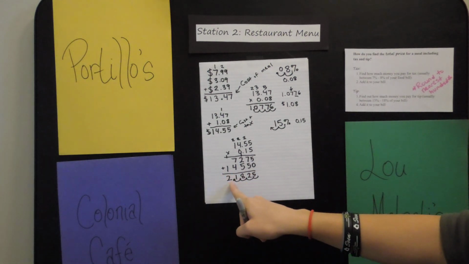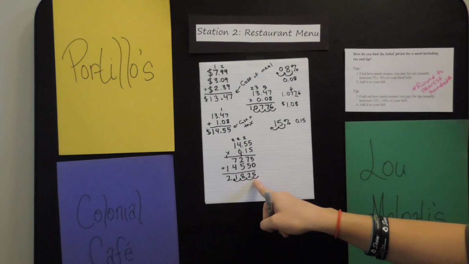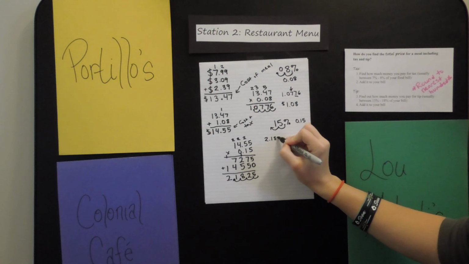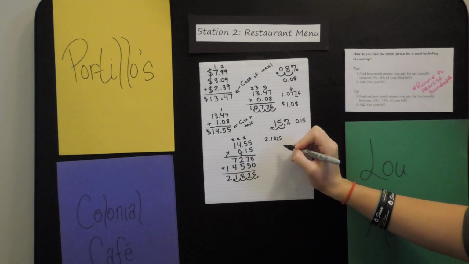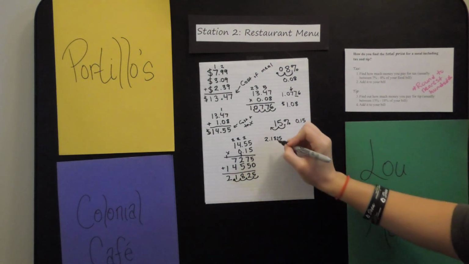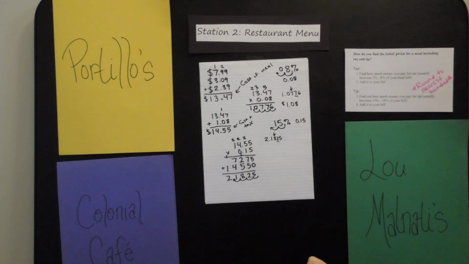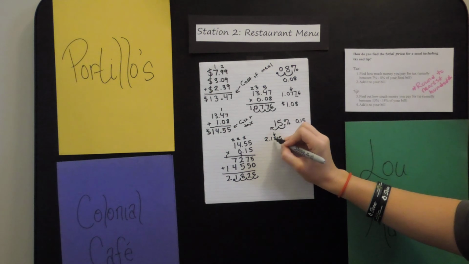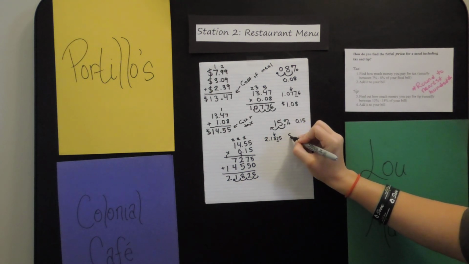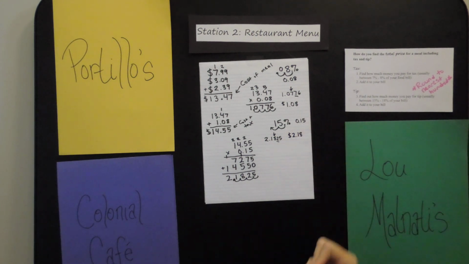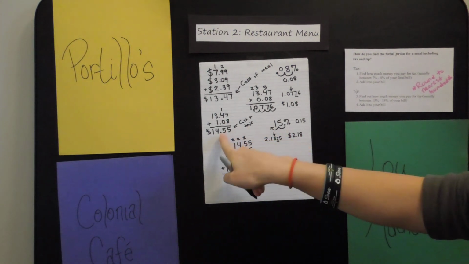And now we have 2.1825 as our tip. So let's put that right up here, 2.1825. And we need to round this so it looks like money. So we round to the nearest hundredth, and our 2 here is less than 5. So we need to keep this 8 the same. So our tip is $2.18.